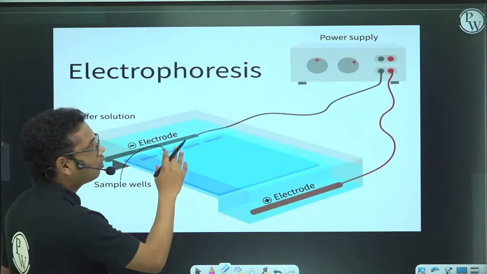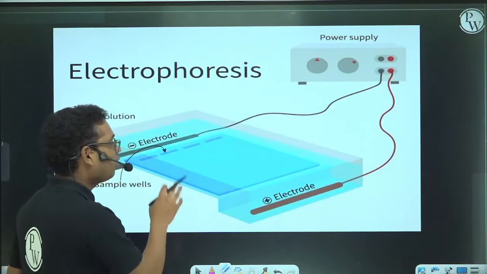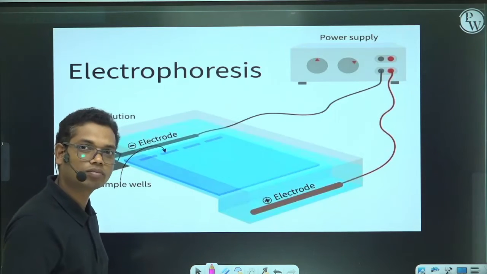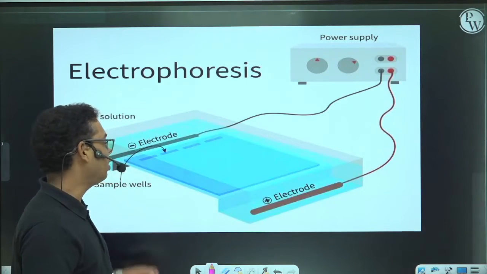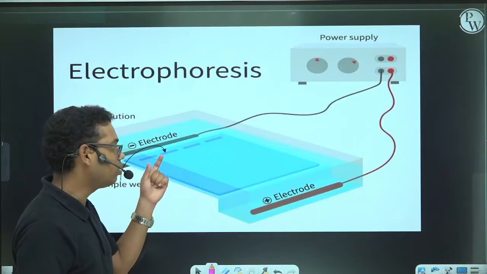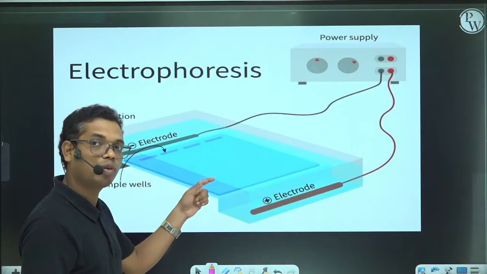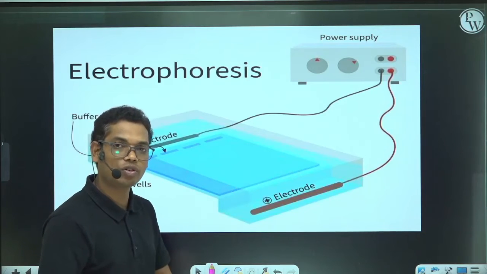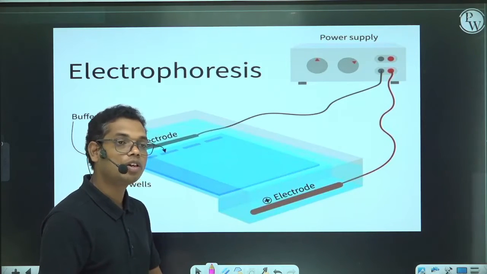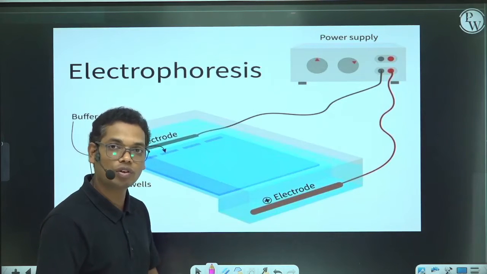So if I supply the power, what will happen? The negatively charged DNA will move towards the positive electrode. And as I said, the DNA sample has DNA fragments of different lengths. That is why the DNA fragments of different lengths will move at different paces. The smallest DNA fragment will move fastest and the largest DNA fragment will move slowest.